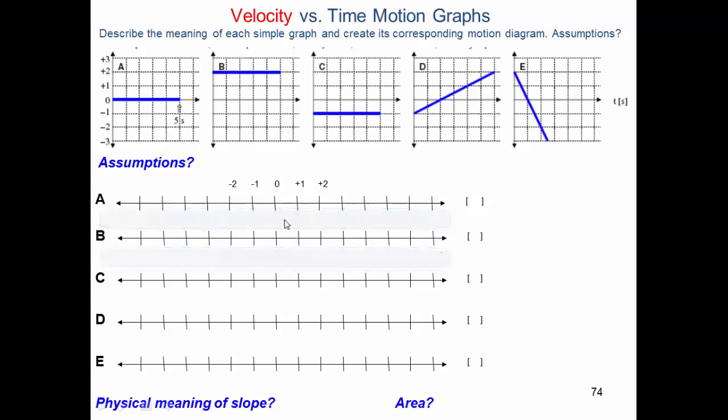try to create. And what I'd like you to do is then go ahead and try to work out from these motion graphs, do you need any assumptions? What is the physical meaning of your slope and area using the techniques that we know how to use? And then see if there's a way that you can work out your positions to work out a motion diagram for each one of these graphs.